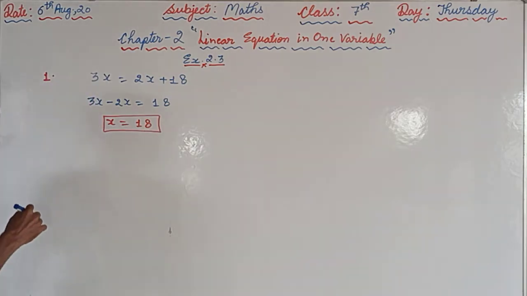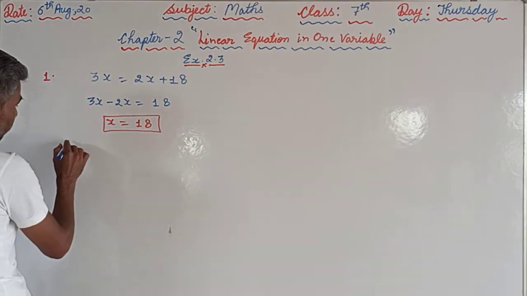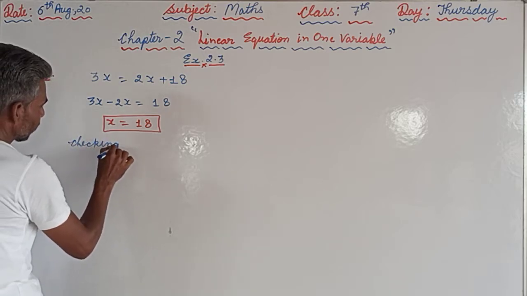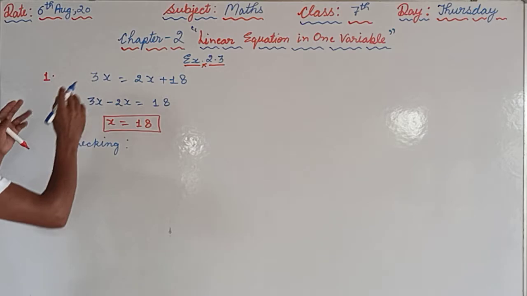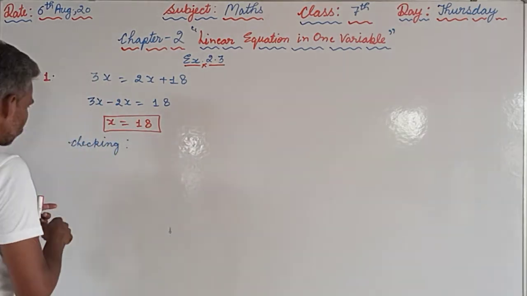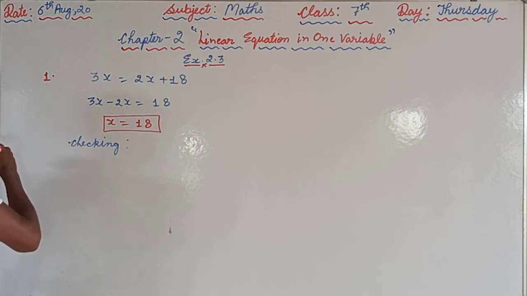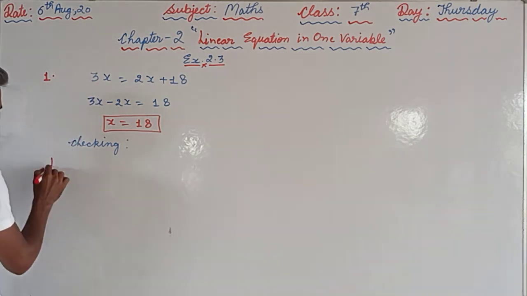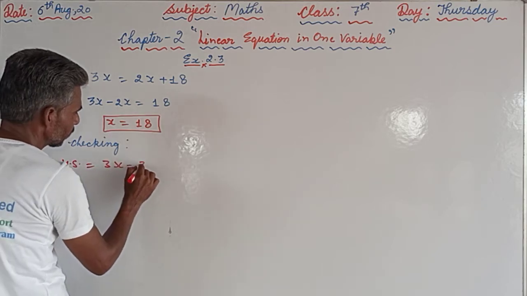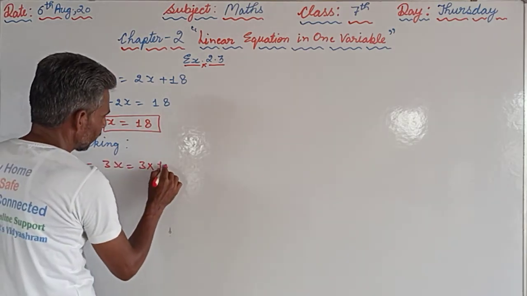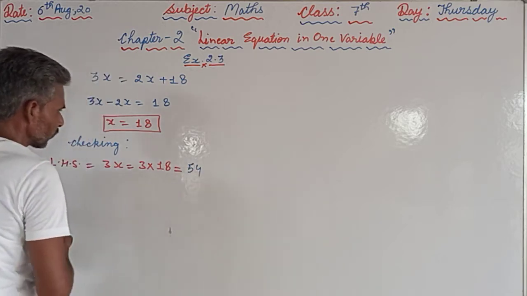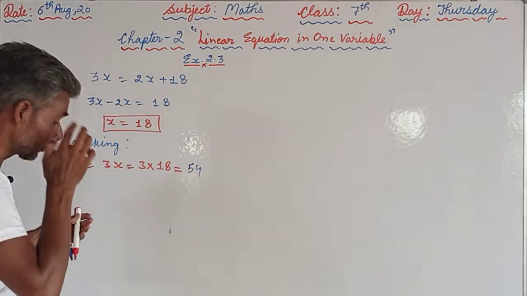Now we have to check. How can we check? In the equation we see two parts, the left hand side and the right hand side. First of all we will find the value of the left hand side. Left hand side is 3x, the value of x is 18, and 3 times 18 is 54. So the value of the left hand side is 54.